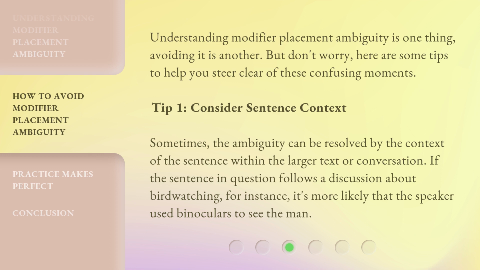Sometimes, the ambiguity can be resolved by the context of the sentence within the larger text or conversation. If the sentence in question follows a discussion about birdwatching, for instance, it's more likely that the speaker used binoculars to see the man.